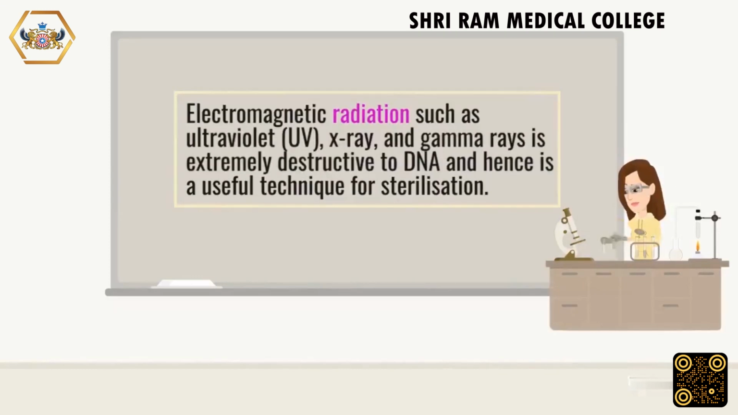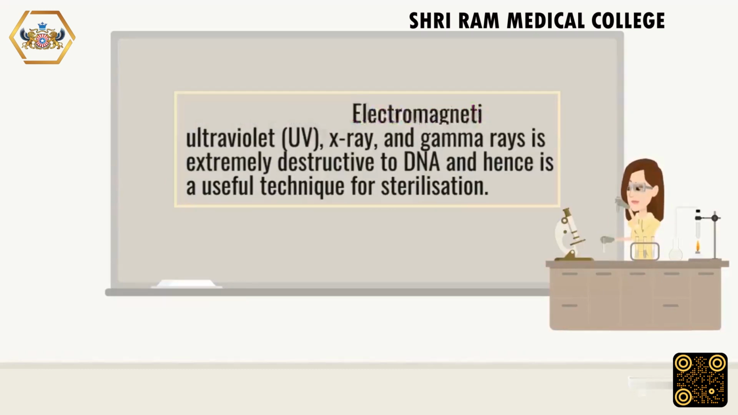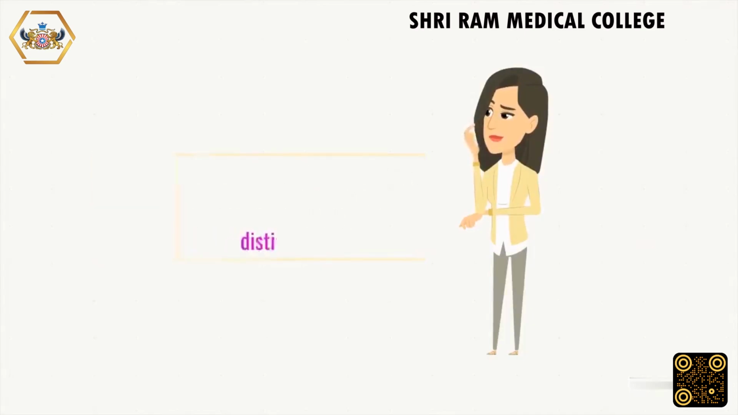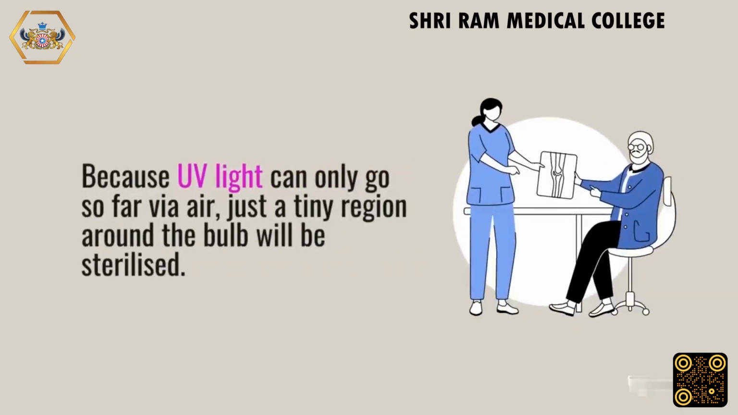Electromagnetic radiation such as ultraviolet, UV, X-ray, and gamma rays is extremely destructive to DNA and hence is a useful technique for sterilization. When comparing their relative efficacy, the degree to which they penetrate targets is the most important distinguishing factor. Because UV light can only go so far via air, just a tiny region around the bulb will be sterilized.